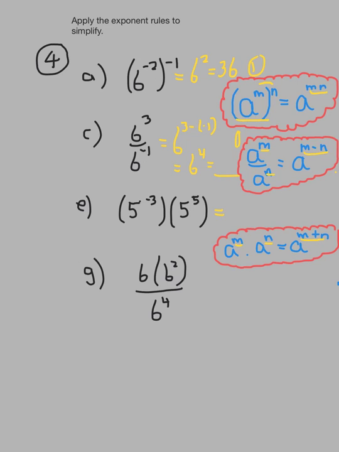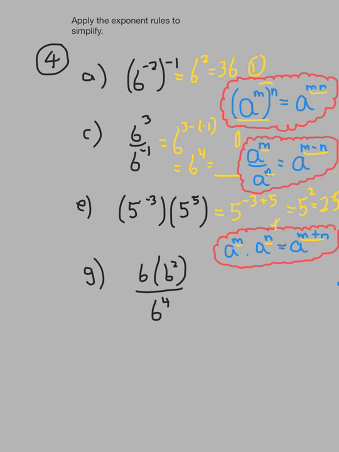E here is our last one. So we're going to add the powers. Negative 3 plus 5 is 2, so it's 5 squared, and 5 squared is 25.